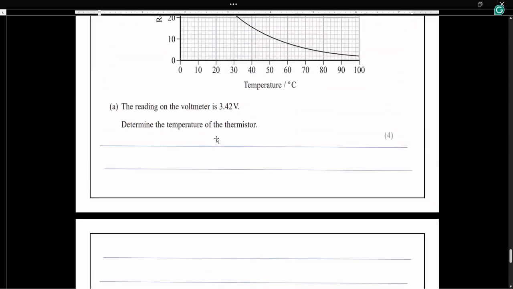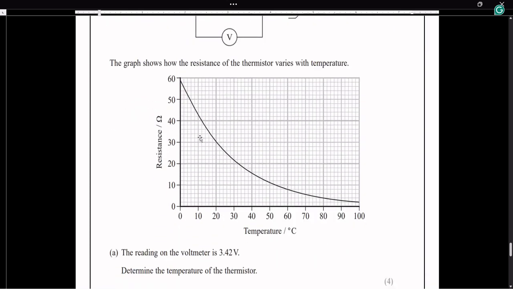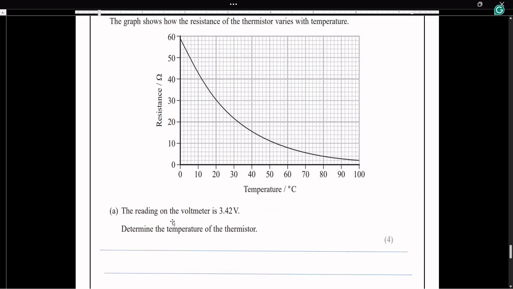Okay, so let's see the circuit. There is a thermistor, there is a fixed resistor, the EMF is given. Now the question is, the graph shows the resistance of the thermistor, how it varies with the temperature. The reading on the voltmeter is 3.42 volt, determine the temperature of the thermistor.